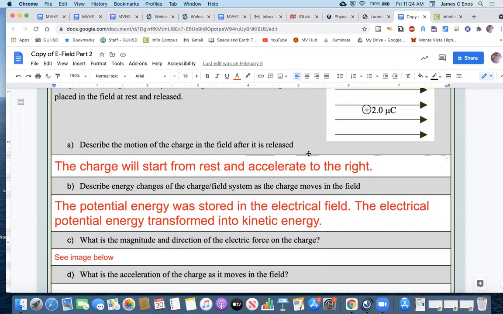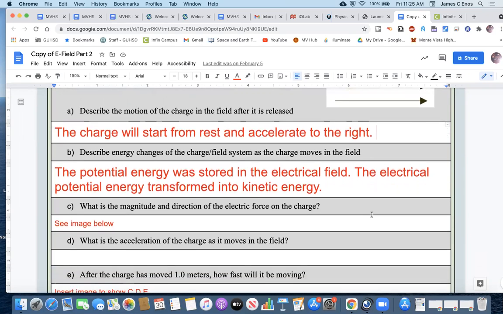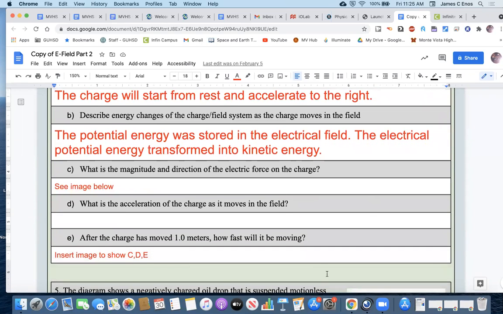But now we can talk about the energy. The energy is stored in this electrical field. Just like if I were to drop a ball on someone's head, gravity would pull it down. The gravitational field stores that energy. But here, we're storing it in this electrical field. The electrical potential energy is transformed into kinetic energy. That's just what it is in terms of energy speak. So then getting down to this C, D, and E.